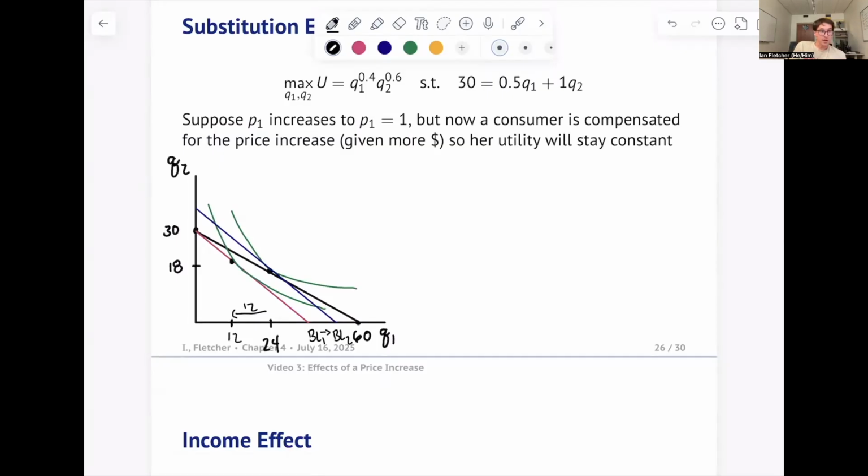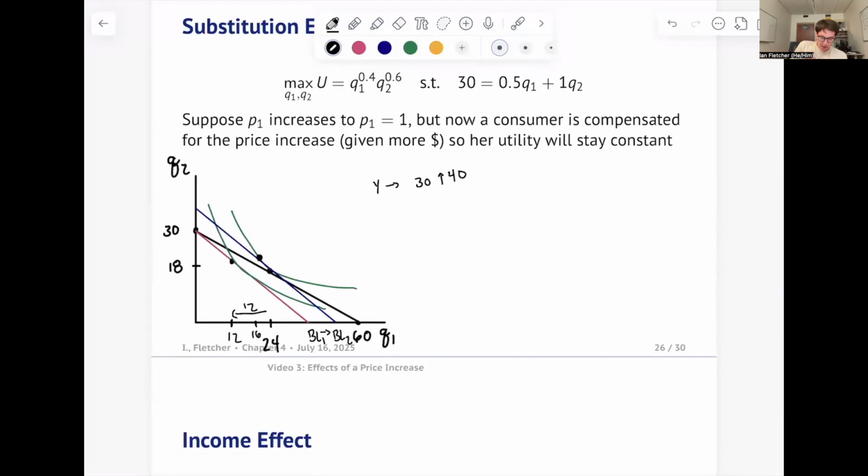And when we're shifting, it's going to be parallel to our original one. Our new optimal bundle is going to be up here. And so instead of being at 24, this is going to drop to be 16. Okay, so let's just suppose that it's going to drop to 16. So the hypothetical compensation, we're given an extra $10. So our Y shifts from 30 to 40.